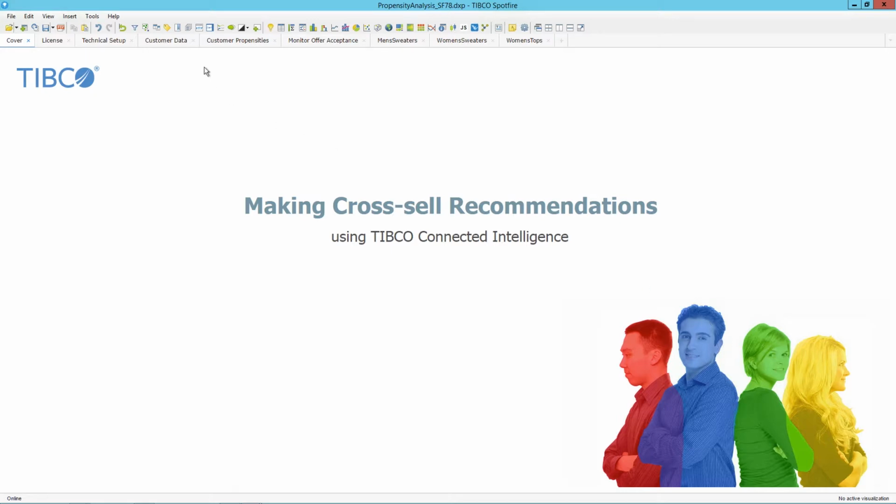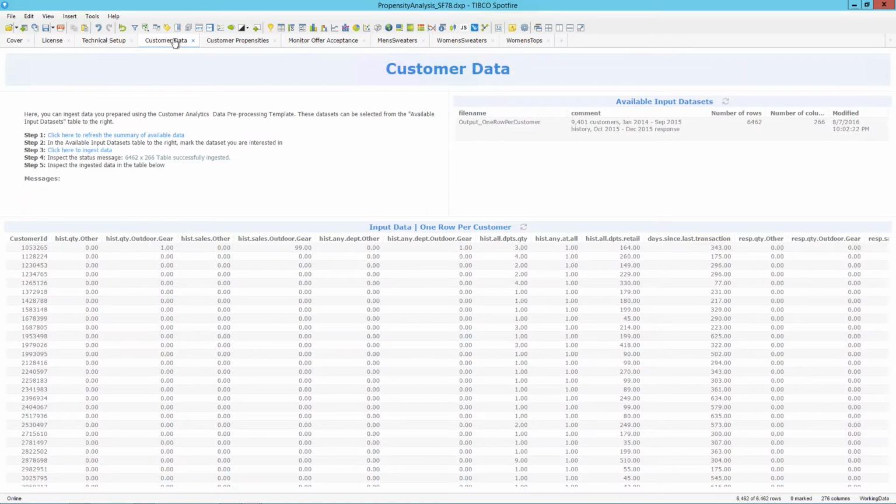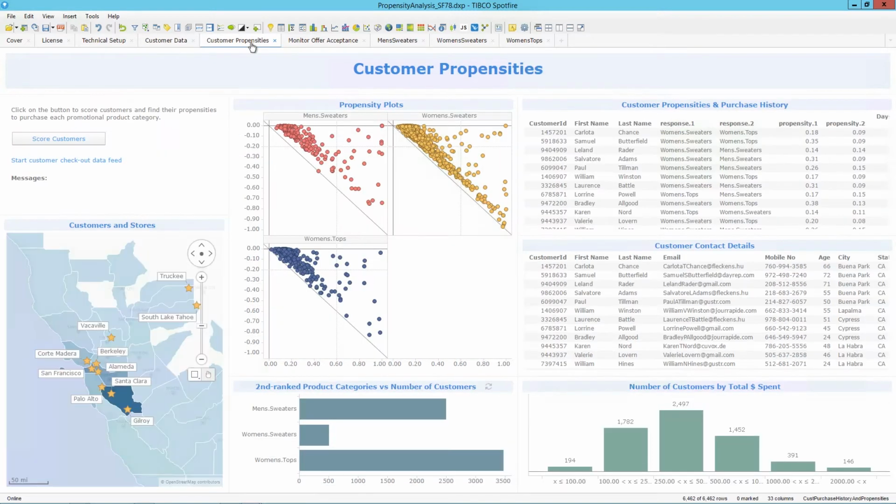In Spotfire, TIBCO's visual analytics platform, we have brought in a set of data reflecting our customers' historical purchases. We have developed propensity models for these products. In this Spotfire dashboard, we have grouped our customers by the top product they are likely to buy from the ones on offer. Currently, the promotion involves three products: men's sweaters, women's sweaters, and women's tops.